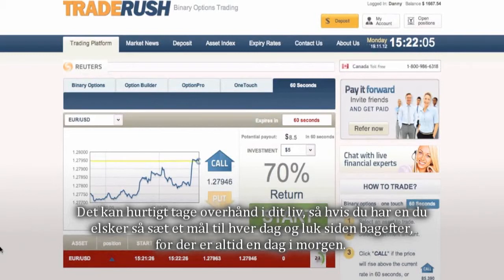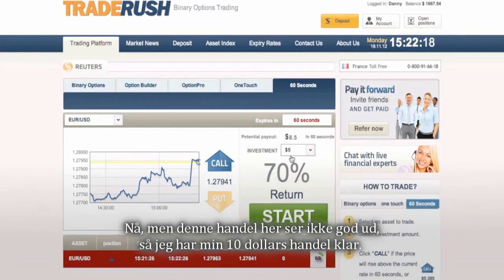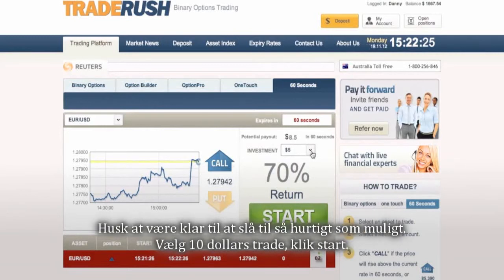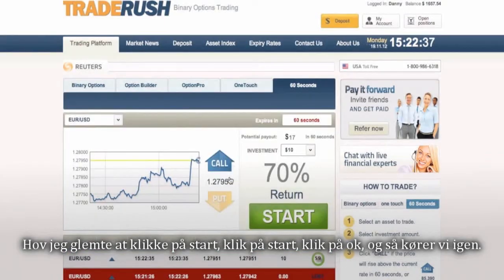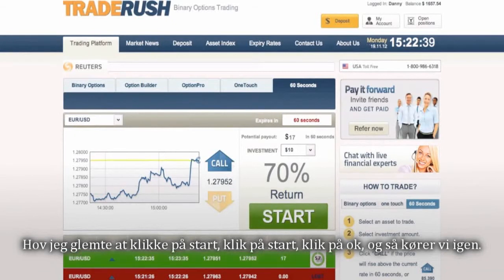So if you have a loved one or children like I do, just set a target per day, and once you reach it, close the platform and come back the day after. There's always going to be tomorrow. So yeah, now this trade is not looking good. So I'll get the $10 trade ready. Remember to be ready to strike as soon as possible. So select $10 trade, hit start, wait for the confirmation. I forgot to click start. So hit start, hit OK, and yeah, we're off.